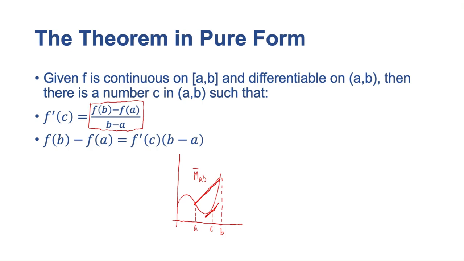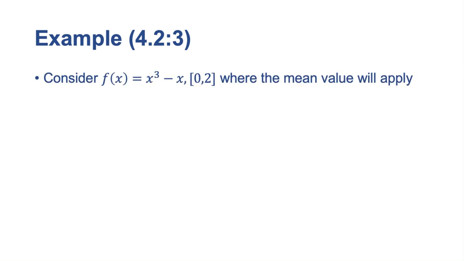All right, so now that we are armed with this new theorem, why don't we do an example? We are going to go back to James Stewart's Calculus Early Transcendentals book, and we're going to take an example from there. From section 4.2, we're going to do example 3. So in this example, they're telling us to consider a function f of x equals x cubed minus x on an interval [0, 2], where the mean value theorem will apply.